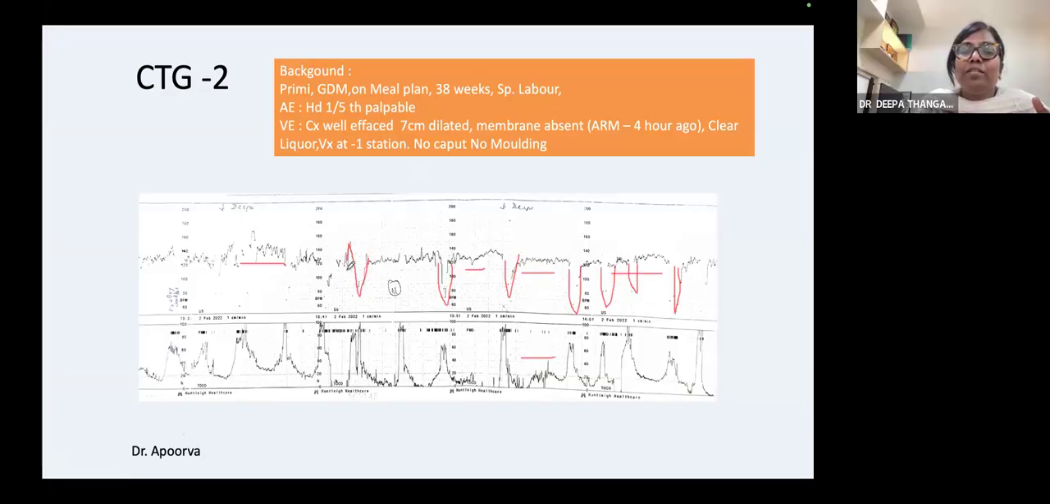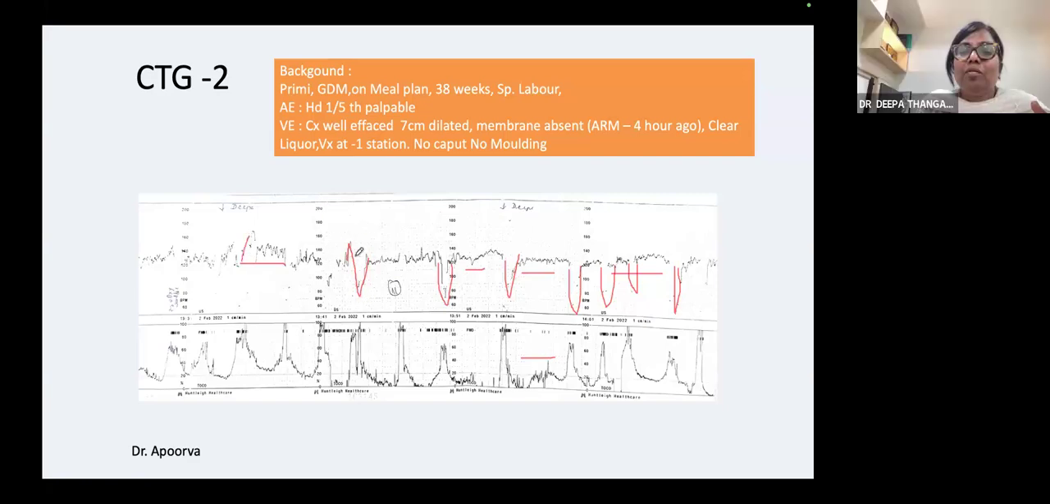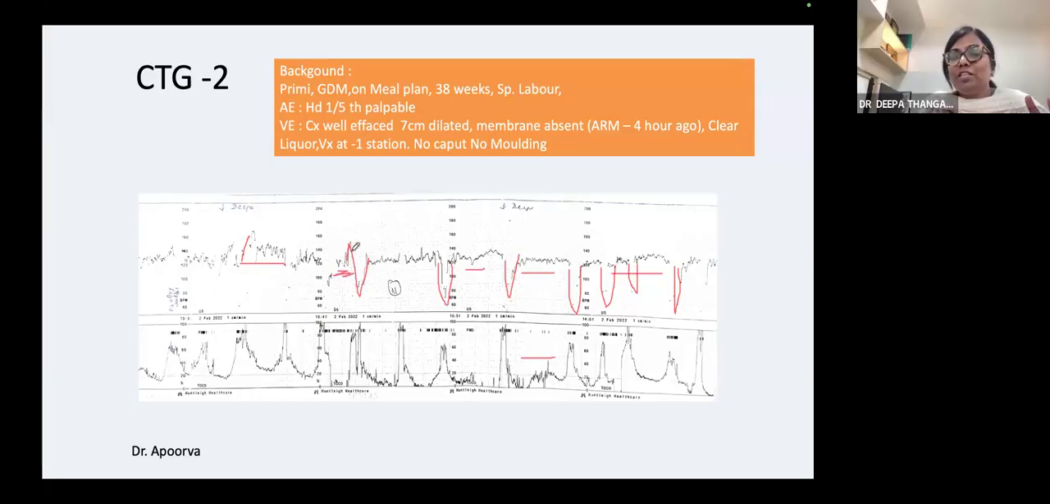There is one clue here. The baby's heartbeat is going up and then decelerating. What is this called? Shouldering. That is called shouldering, and this deceleration goes down and comes up very quickly.